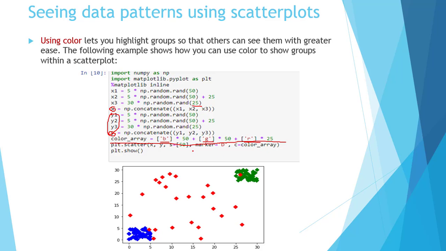So in this way we can differentiate all the groups. Here x1 and y1 have a blue color, x2 and y2 have a green color, and x3 and y3, which are a total of 25 values, are of red color. So in this way we can easily differentiate groups in the scatter plot using the color array.